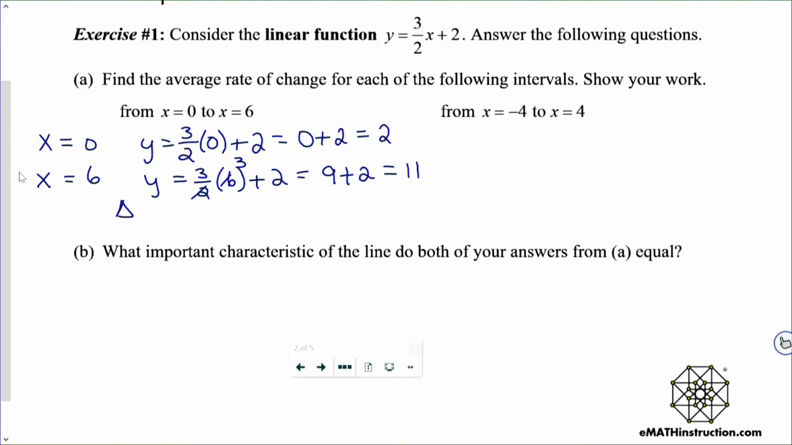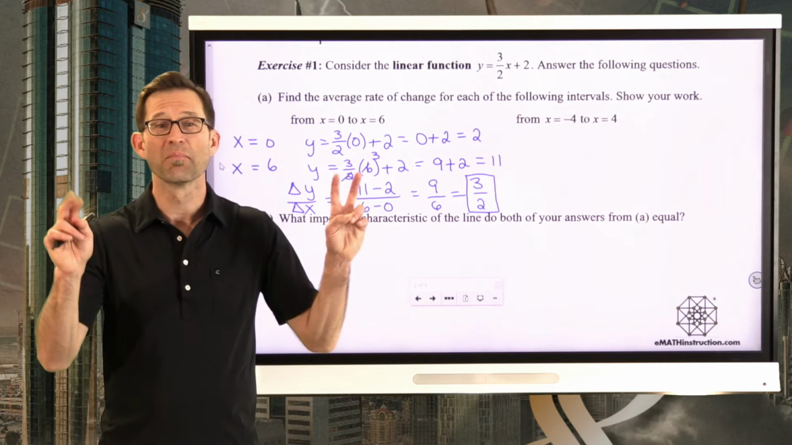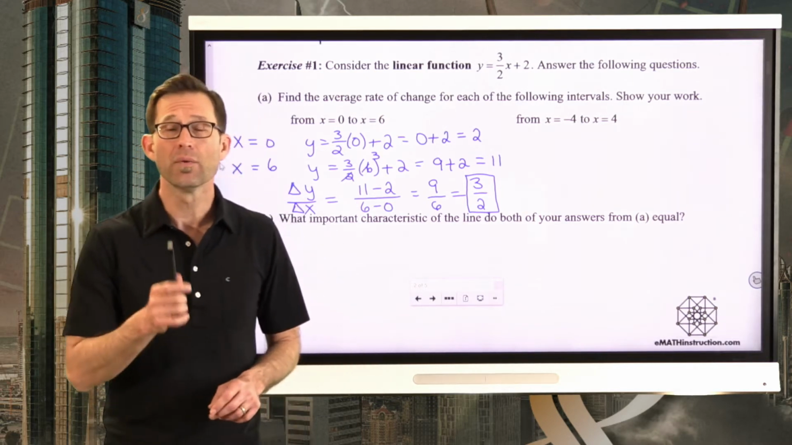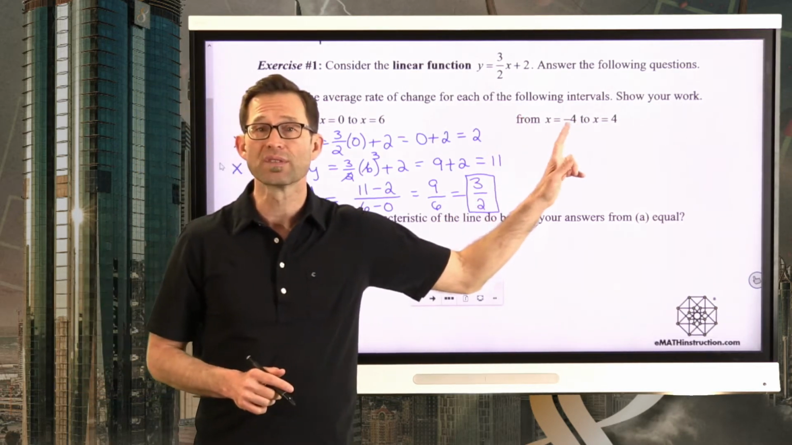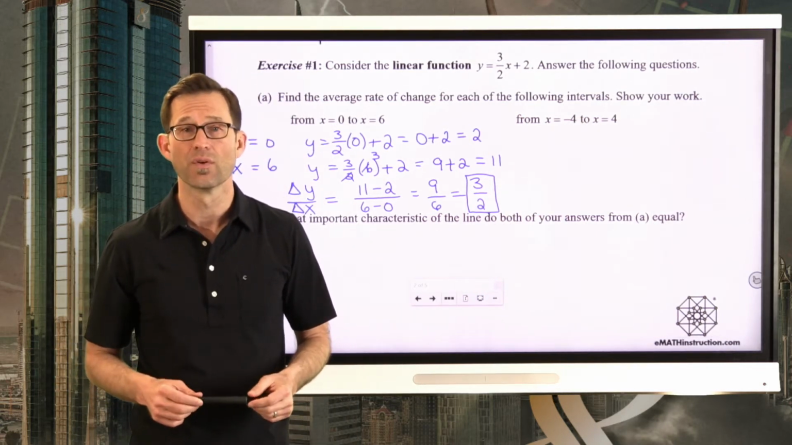So now my average rate of change, change in y divided by change in x, is going to be 11 minus 2 divided by 6 minus 0. That's 9 divided by 6. I can simplify that by dividing numerator and denominator by 3, and I'll get an average rate of change of 3/2. Simple enough, okay? I'd like you to do exactly the same thing, but now having inputs that go from -4 to 4. Pause the video now and take a few minutes to do this.